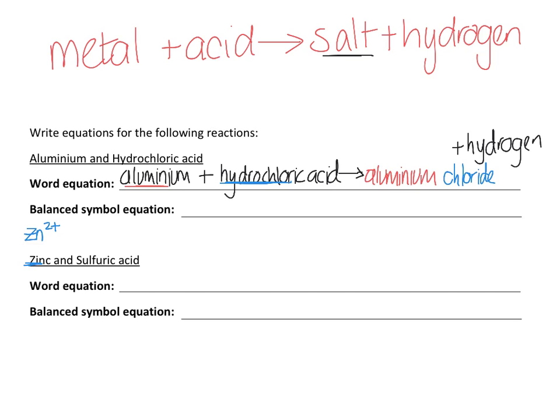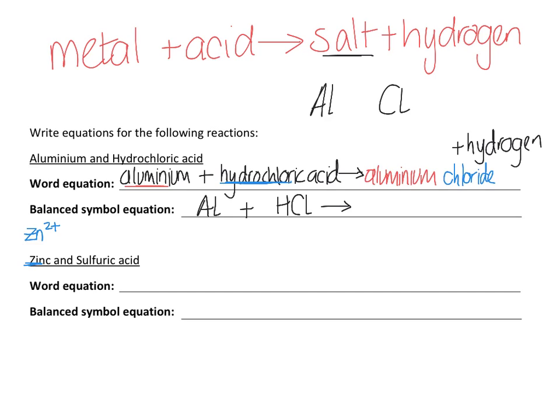So now for writing our balanced symbol equation. Well, again, the left-hand side should be fairly straightforward. Aluminium, I look to my periodic table and see that the symbol for it is Al. Hydrochloric acid is HCl. And then aluminium chloride, I need to stop and have a think about aluminium chloride, and I need to do my swap and drop for that. So aluminium is Al and chloride is Cl.